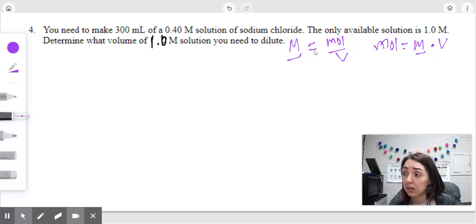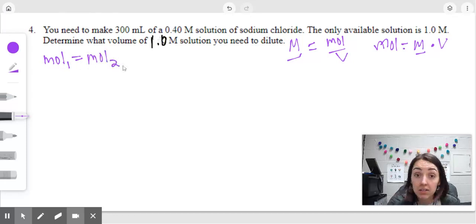So, we're actually still going to use our molarity equation. Molarity equals moles over volume. And I just want to rearrange that really quick for solving for moles. So moles equals molarity times volume. Just keep that in mind. So in these equations, what we're going to have to figure out is how do we get the moles of our first solution to equal the moles of our second solution?